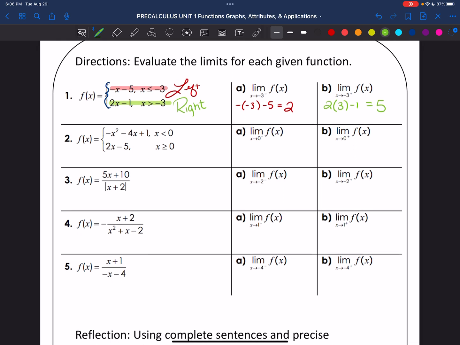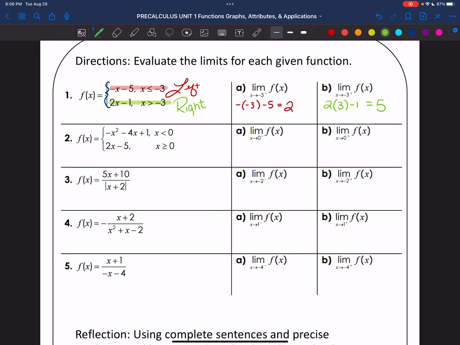Okay, so I'm going to go ahead and hold off on example 2. I want to jump down to example number 3. Example 2, you would do like we did example 1. But example 3 is a little bit different. This is not a piecewise function. This is a kind of rational function.